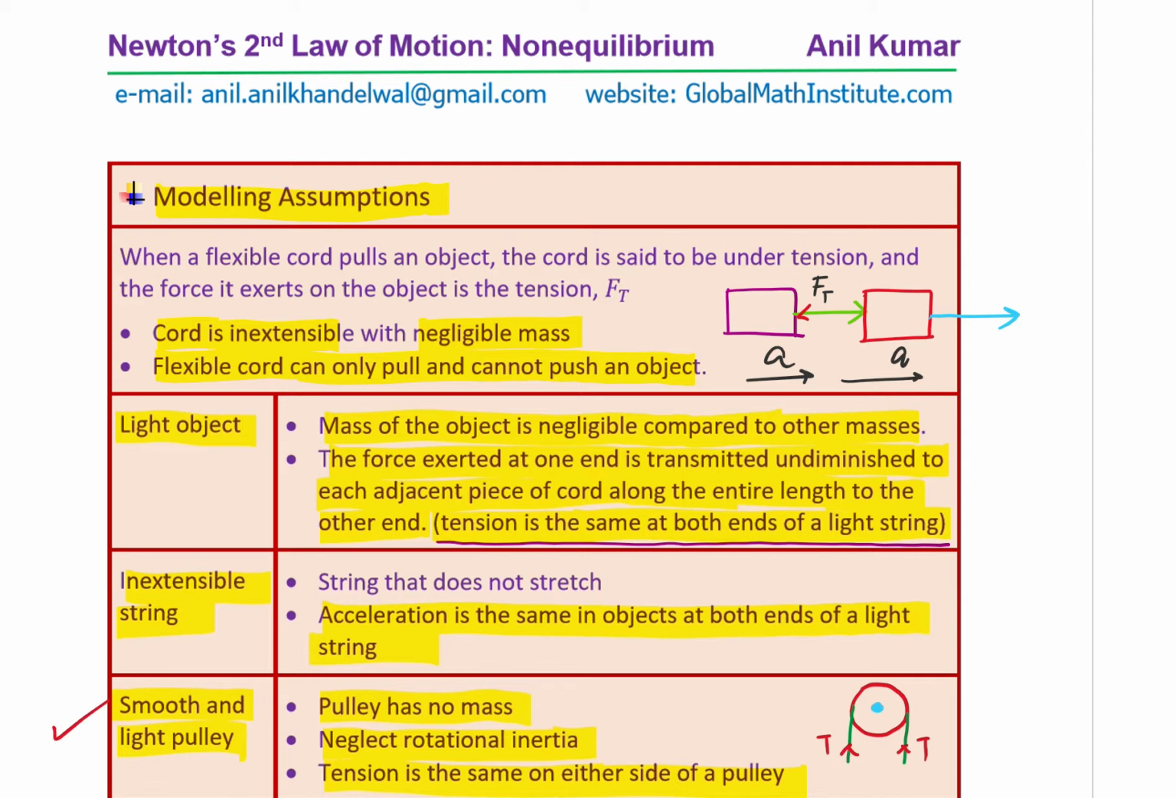So I hope these assumptions are absolutely clear. Now we have the foundation to start with our examples. Let's begin with the very first example. Example 1 now.